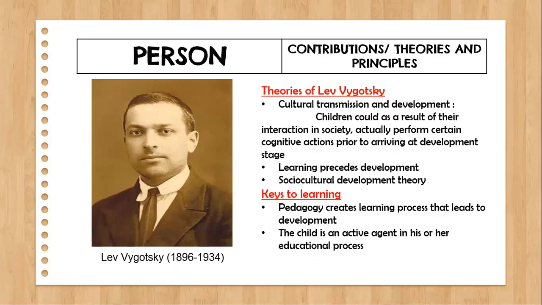Second is Lev Vygotsky. The second famous person in the professional education field is Lev Vygotsky. What is he known for? We're talking about cultural transmission and development. It is very important that as teachers, we interact with our society and let our students interact with our society, not just with each other in our classroom. So the children actually perform certain cognitive actions prior to arriving at a development stage. Okay? So that is cultural transmission and development of Lev Vygotsky.